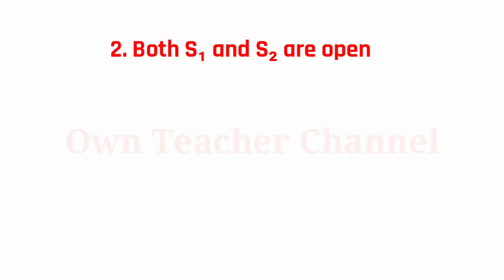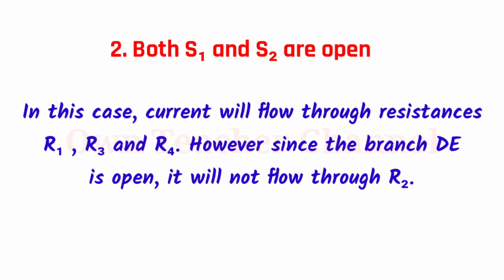2. Both S1 and S2 are open. In this case, current will flow through resistances R1, R3 and R4. However, since the branch DE is open, it will not flow through R2.